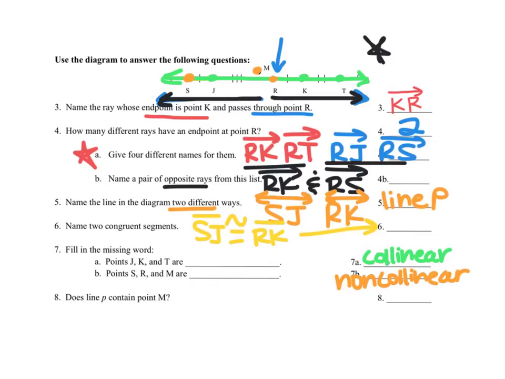So I would say non-collinear there. Does line P contain point M? The answer to that is no. Point M is out here, not on that line, not on line P. So that does it for numbers 3 through 8, and we're going to move on to our next example.